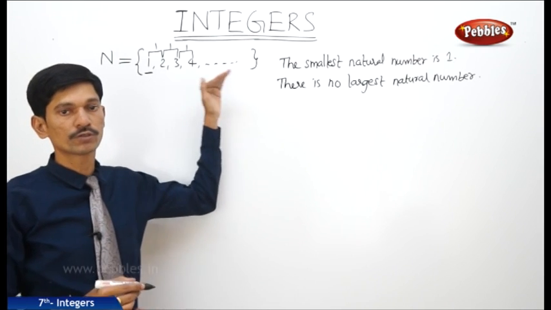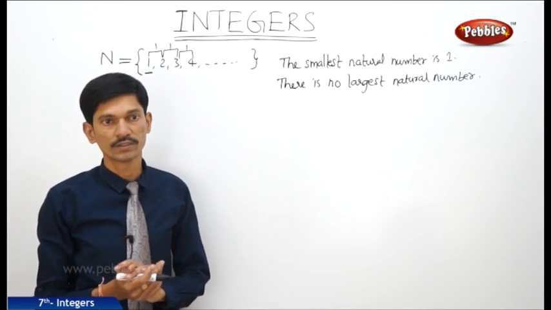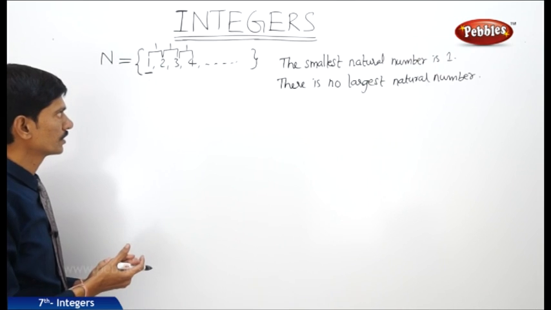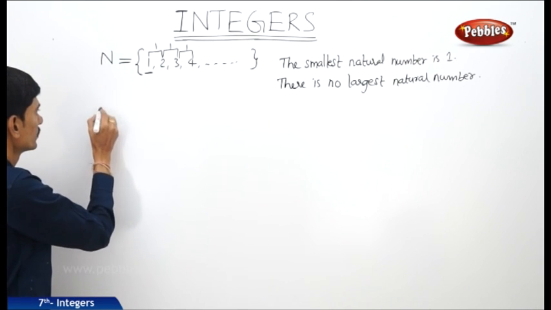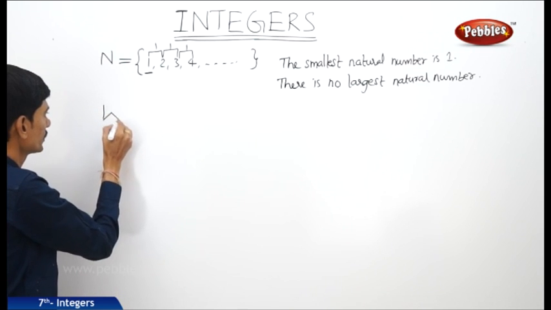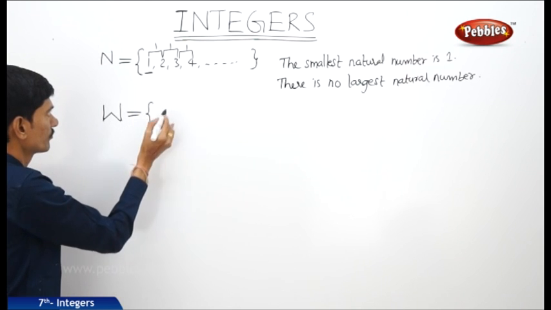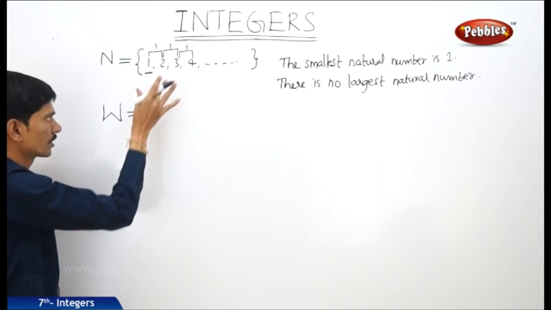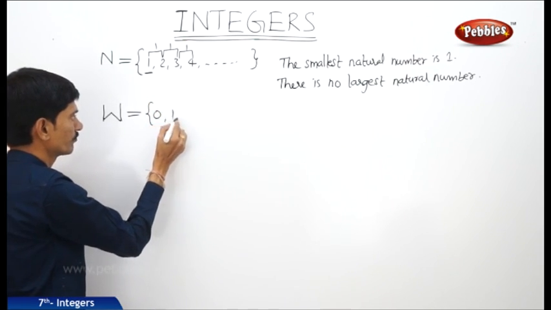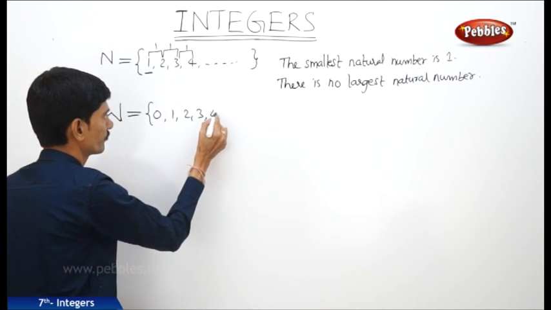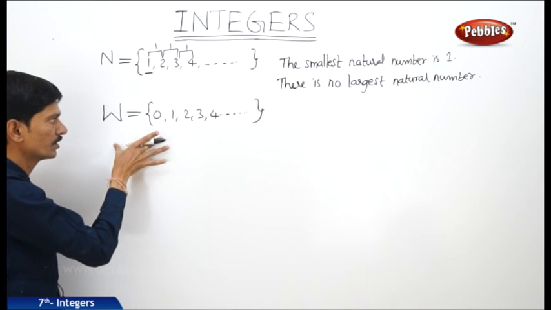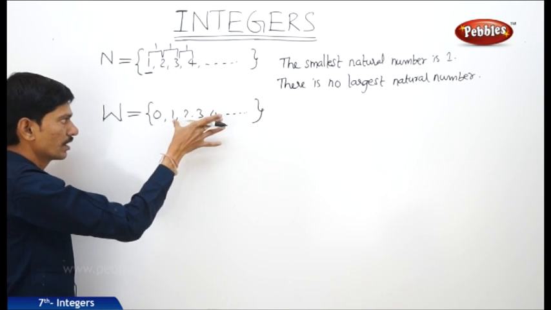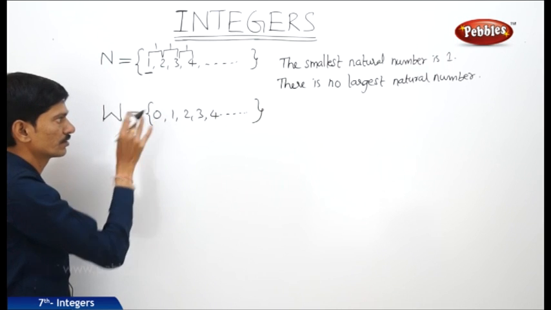If 0 is also included in the natural numbers, then we get another collection of numbers that is called whole numbers, denoted by W. So this equals all the natural numbers together with 0. So 0, 1, 2, 3, 4 and so on. So these numbers are called whole numbers.